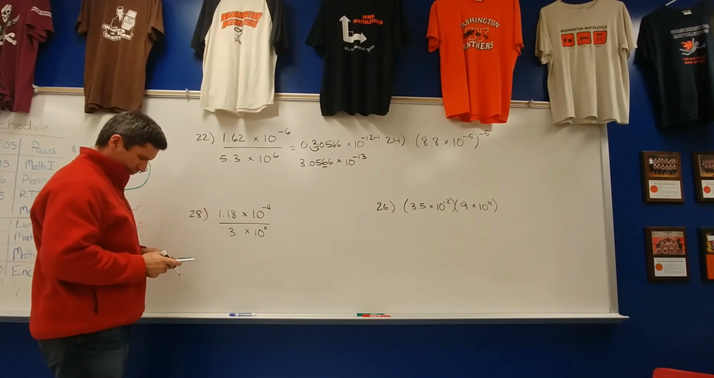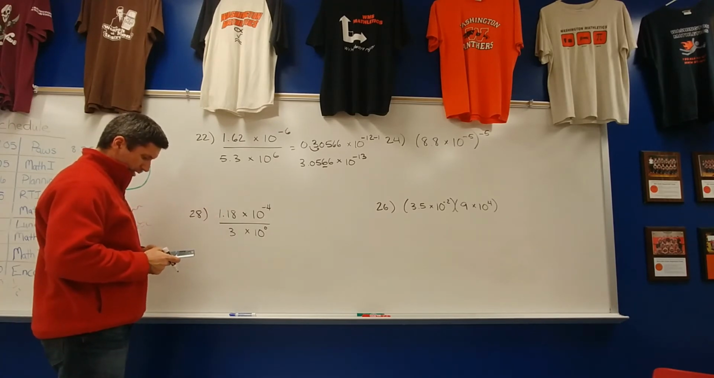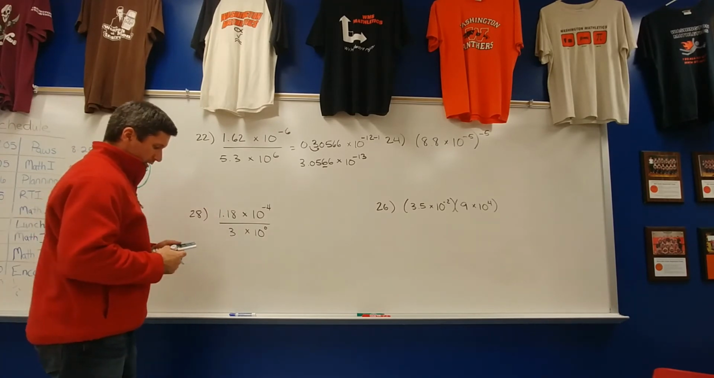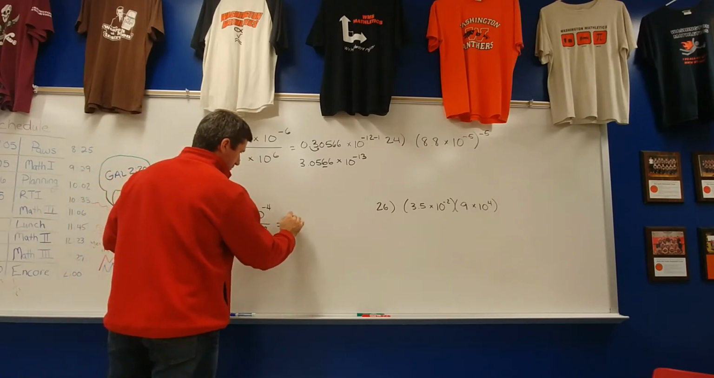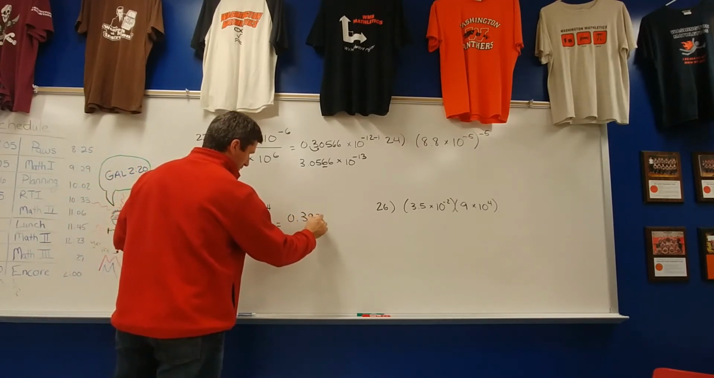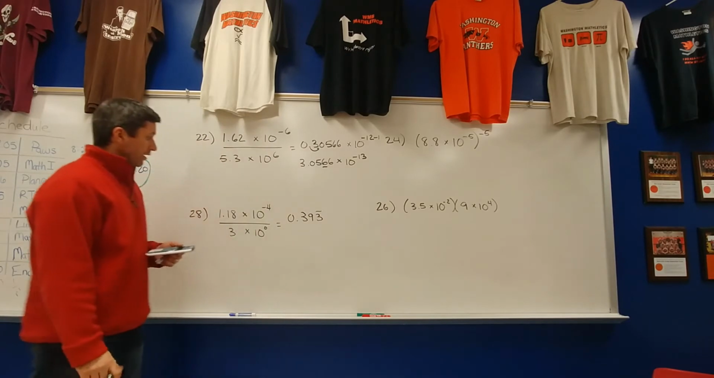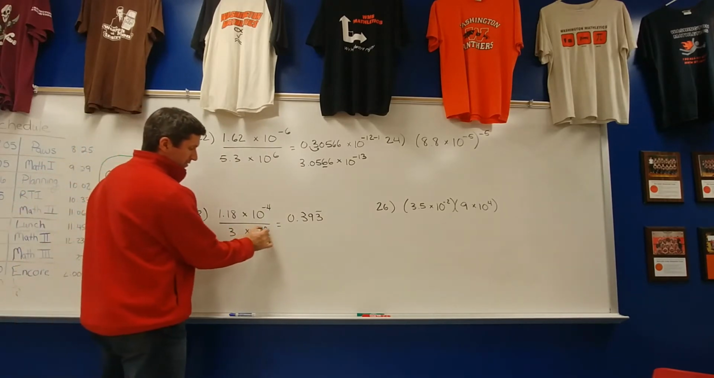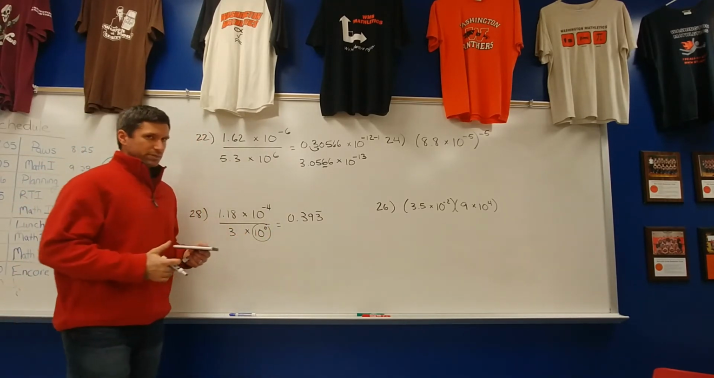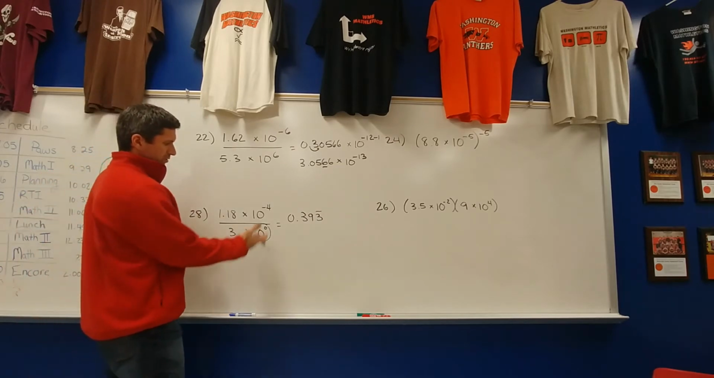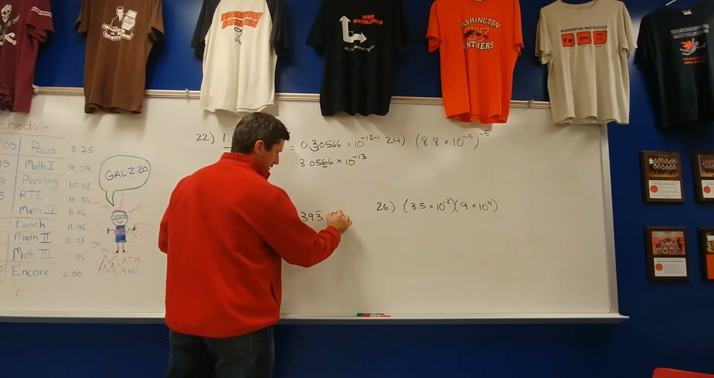Okay, let's drop down to number 28. Take the same approach. 1.18 divided by 3. Okay, not as bad. 0.393, and that 3 is repeating. Do your exponent property, only this is 10 to the 0, so that's like times 1. So I think we could just leave it 10 to the 4th, or 10 to the negative 4th.